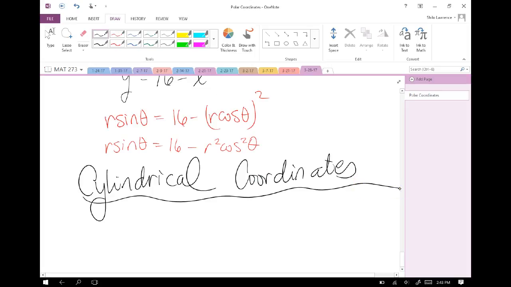I'm going to throw one more thing at you real fast. 30 seconds and we're going on break. Cylindrical coordinates. We're going to take polar coordinates and put them into three-dimensional space with some absolutely groundbreaking ideas. We're going to throw a z on the end of it.